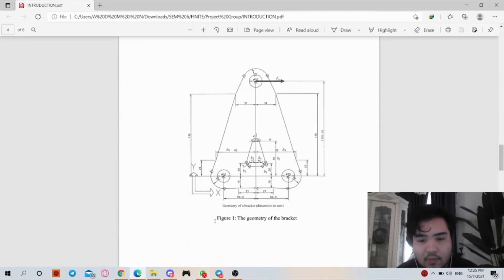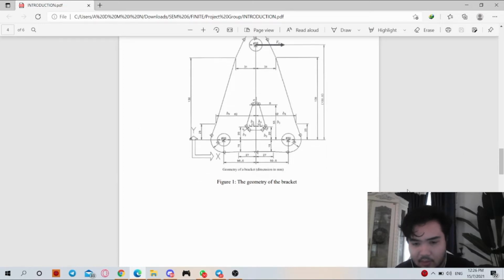This is the geometry of our bracket, which we need to transfer into SolidWorks and then transfer to the finite element application to analyze it.